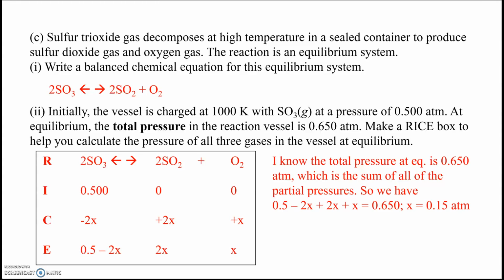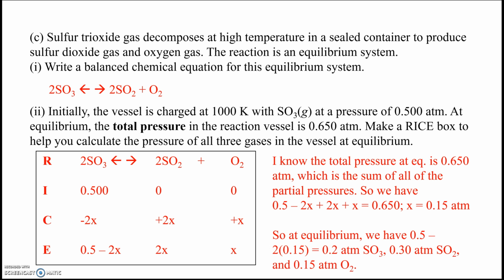You should get your calculator, do all the math, and you can see that x turns out to be 0.15 atmospheres. So at equilibrium, I'm going to have 0.5 minus 2 times 0.15, or 0.2 atmospheres of sulfur trioxide, 2x, or 0.3 atmospheres of sulfur dioxide, and x, or 0.15 atmospheres of oxygen. And that's it. That's how we do equilibrium problems. We're going to do a lot of these.